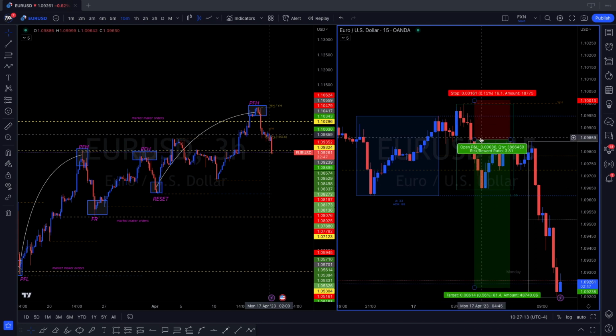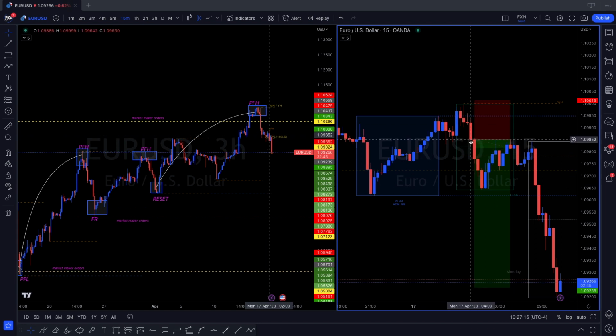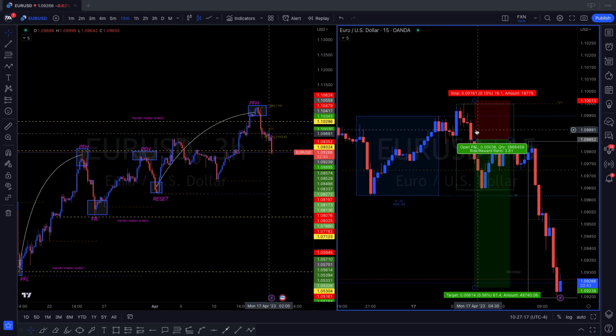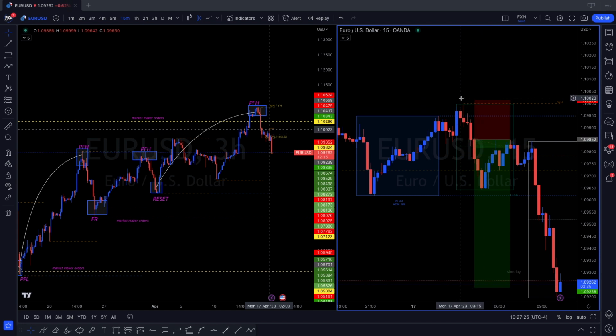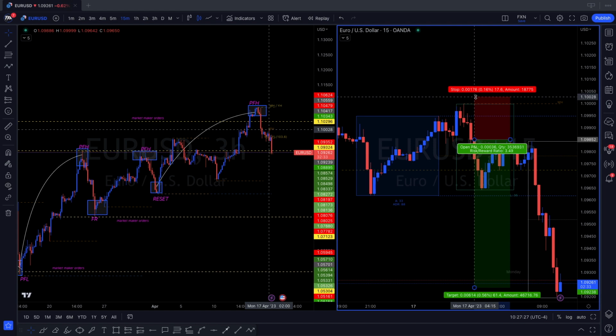You have the entry right at the end of that candle. We don't have a pullback. If we had a pullback, great, you would have taken the trade on the pullback, but this one did not produce a pullback. Obviously, the stop loss goes above the closest high here, which is the second leg.